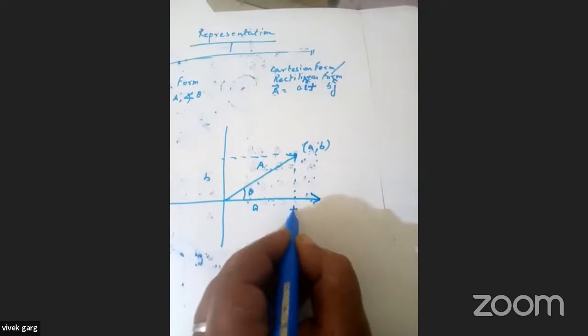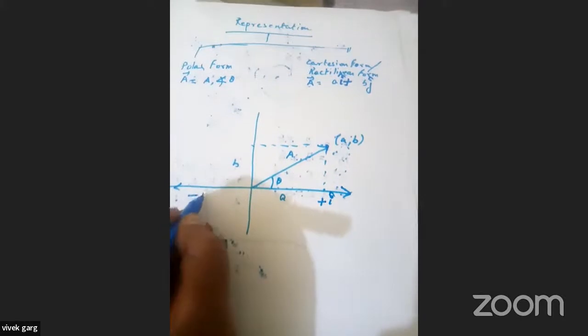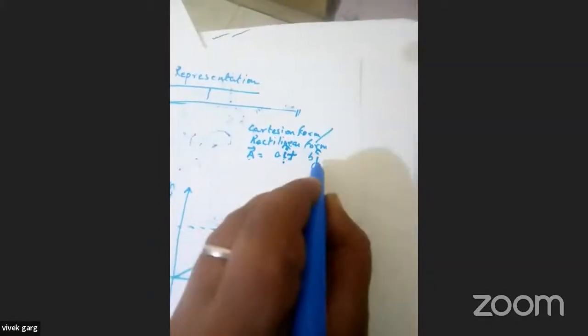So let us understand this condition. This is plus x-axis. I represent it as plus I cap. This is negative x-axis. I represent it as minus I cap. This is plus J cap. And this is minus J cap. So it is representing a certain axis or a certain line. For the z-axis, I can use K cap.